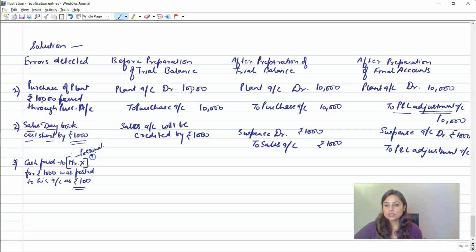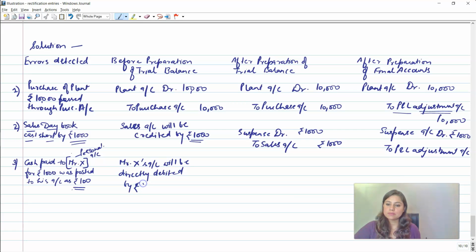And like in the case of sales also, we quickly credited the sales account by rupees 1000 when we detected it before the trial balance preparation. So here also, because 1000 rupees was posted as rupees 100, the 900 difference would be immediately debited to Mr. X's account. Mr. X's account will be directly debited by rupees 900.